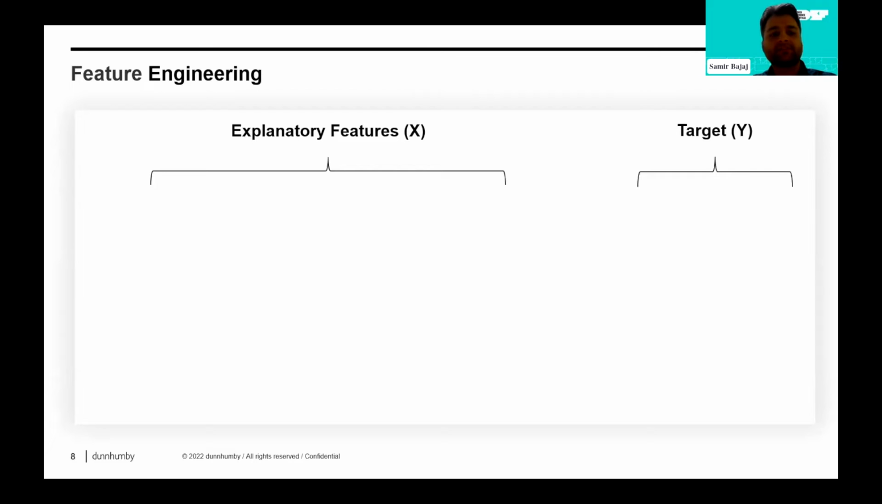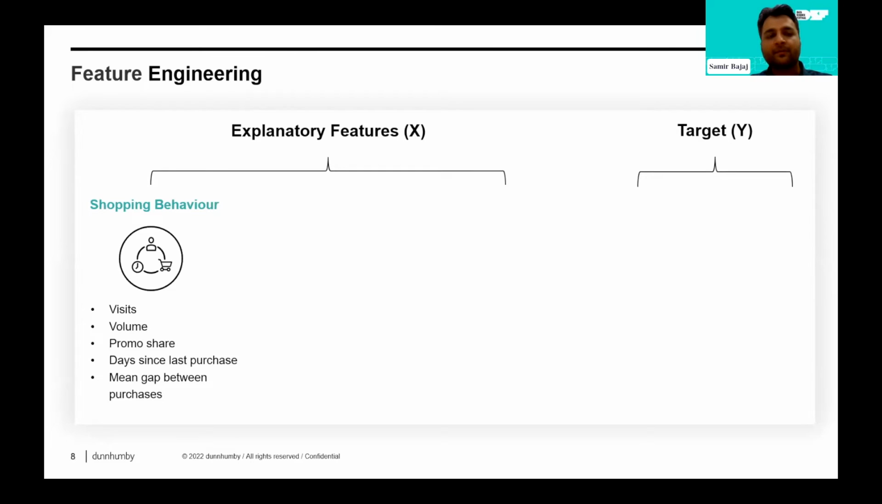Starting with feature engineering, we looked at 3 customer dimensions. First was the shopping behavior in the last 12 months. So how many visits has each customer made? What is the volume, which is the summation of all the units bought by a given customer? How many of those visits were attributed to promotion, which is the promo share? How many days have passed since the last purchase, which captures the recency effect? And what is the mean gap between their purchases? So how many days on average have passed between 2 consecutive visits?